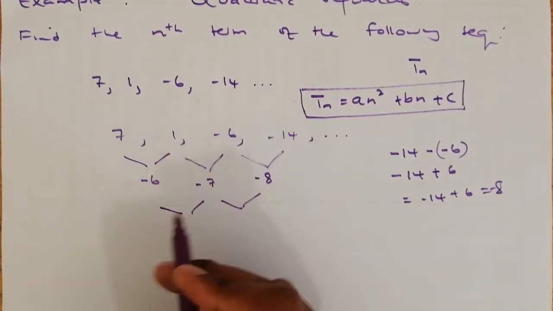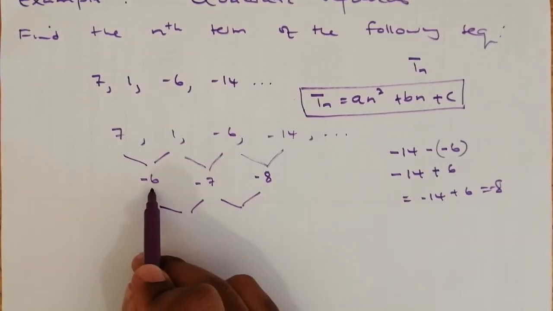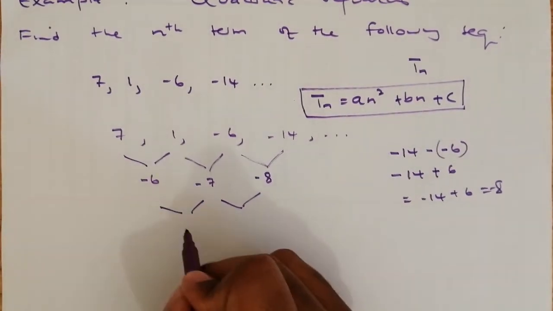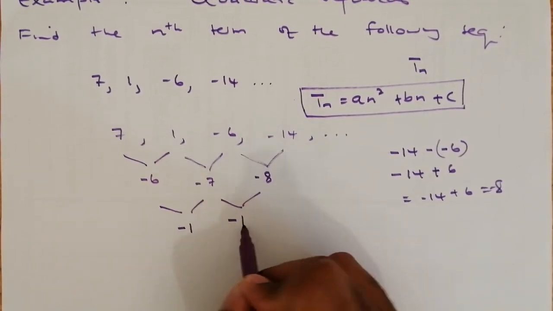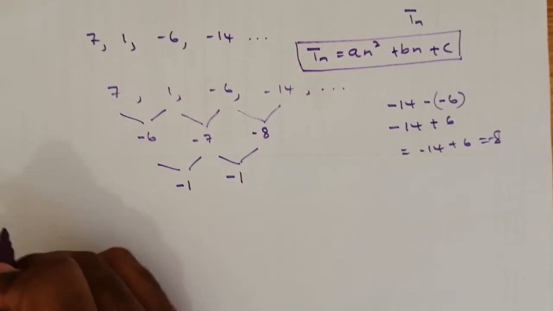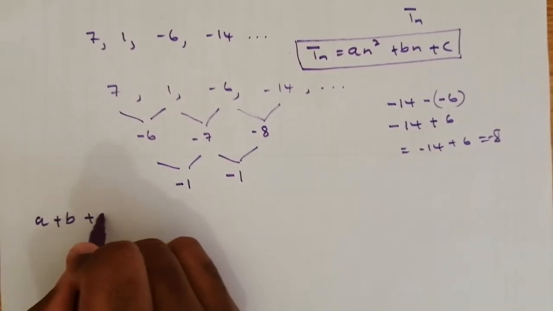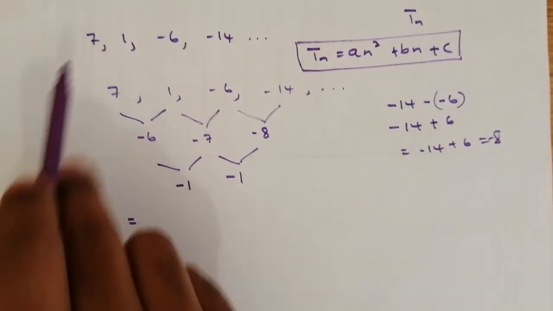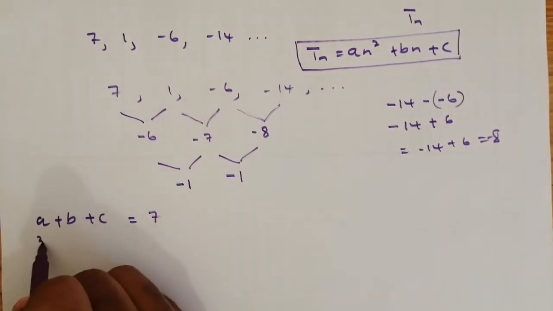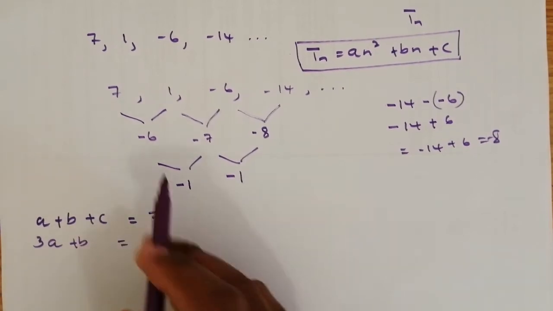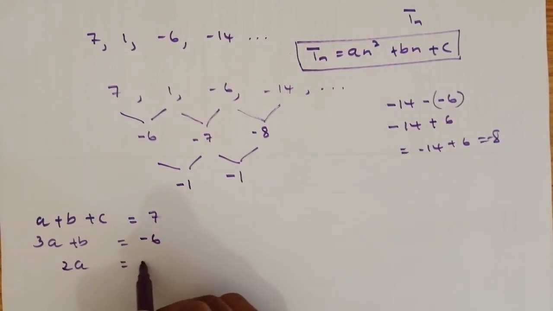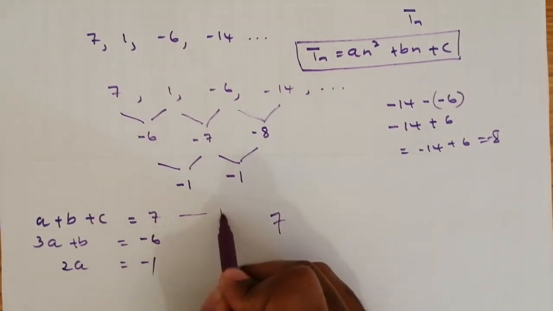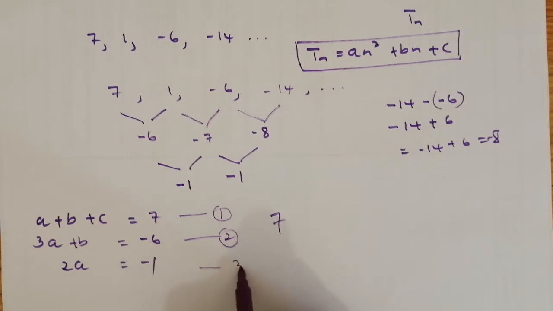So we find the difference here now. Negative 7 minus 6, that's negative 1. So negative 8 minus negative 7, that's negative 1, right? Okay, so we know that a plus b plus c will correspond to 7, and 3a plus b will correspond to negative 6, and 2a will correspond to negative 1, right?